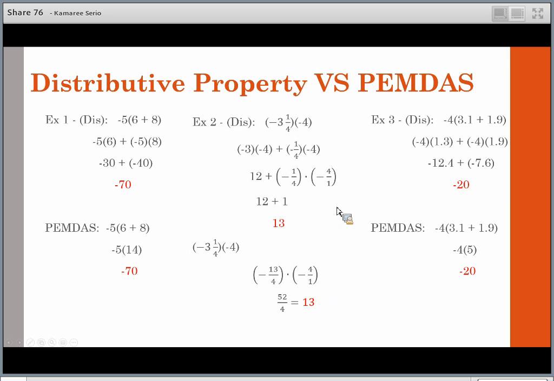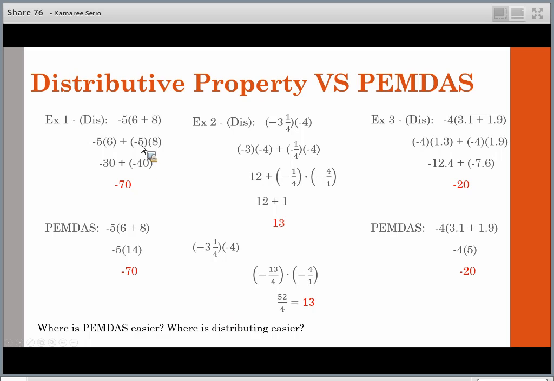Now here are those three examples that we just did. Okay, so here are the three examples. Example 1, example 2, and example 3. Okay, where do you think PEMDAS is easier or faster to solve? And where do you think distributing is easier or faster to solve? This is really up to your personal preference.